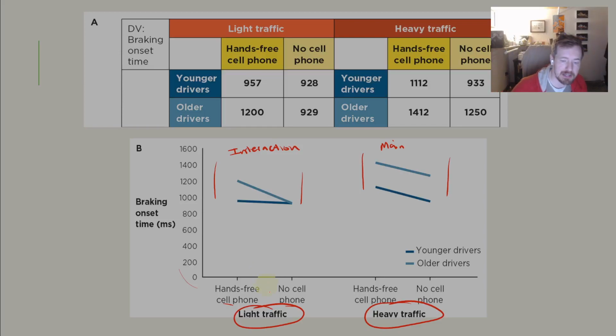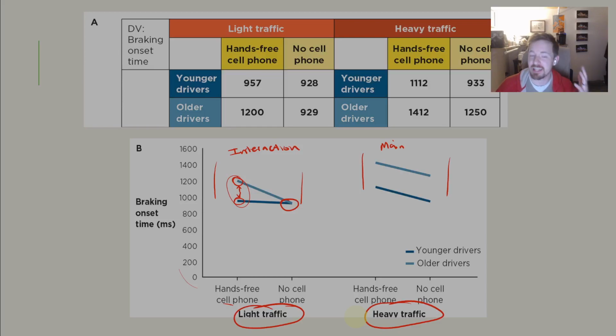If we look at light traffic, that's no longer the case. In light traffic, things are a little bit more complicated, because whenever people have a hands-free set, we see a difference here. We see a difference between older drivers up top and younger drivers up here, meaning that older drivers take a little bit longer to stop compared to younger drivers. However, when we're looking at no cell phone use, there isn't a difference. So in light traffic, it doesn't matter if the person is old or young if there is no cell phone. That is how to interpret that.